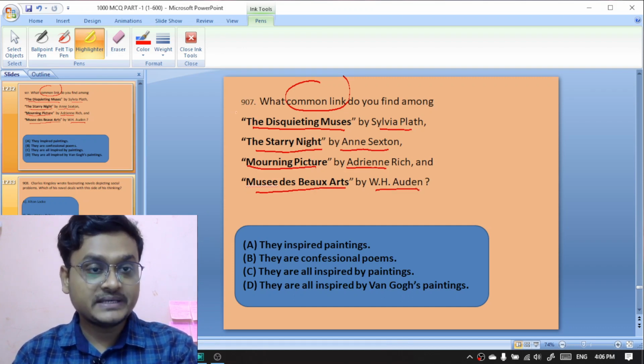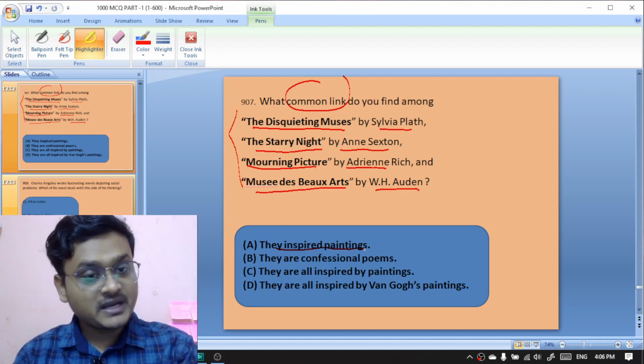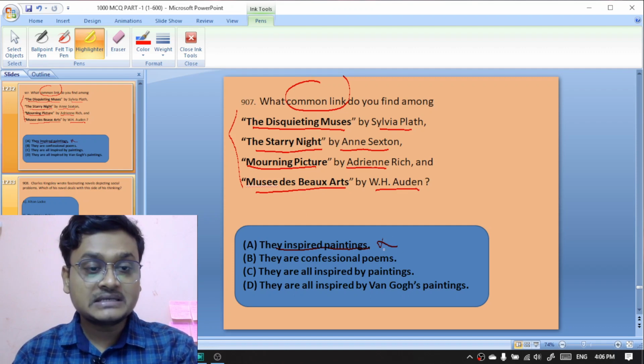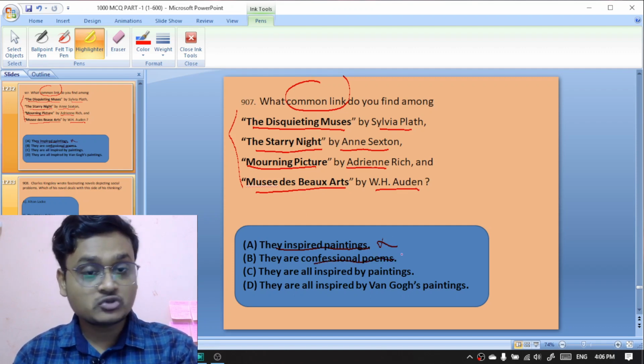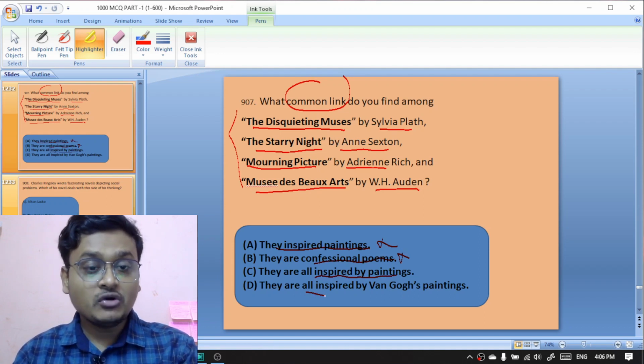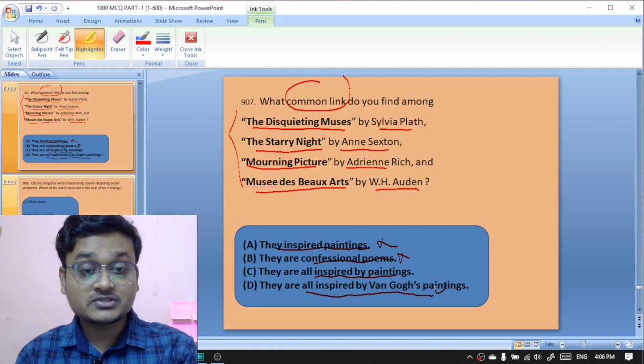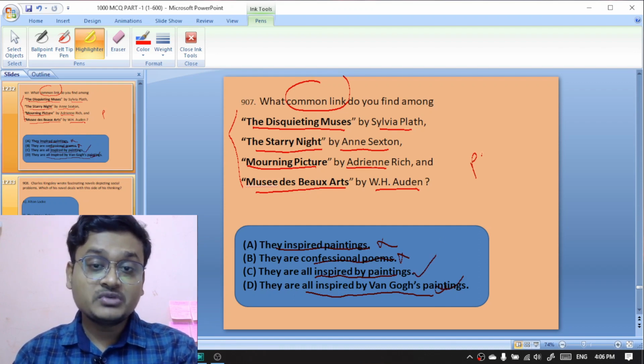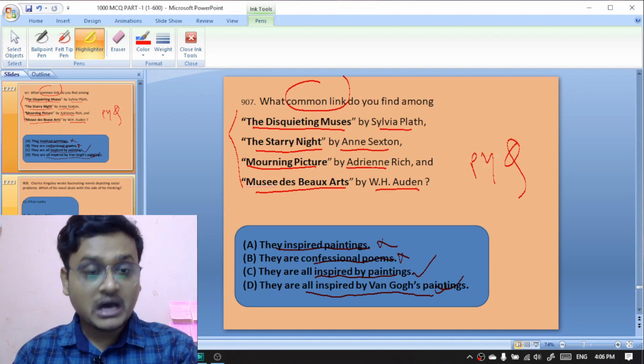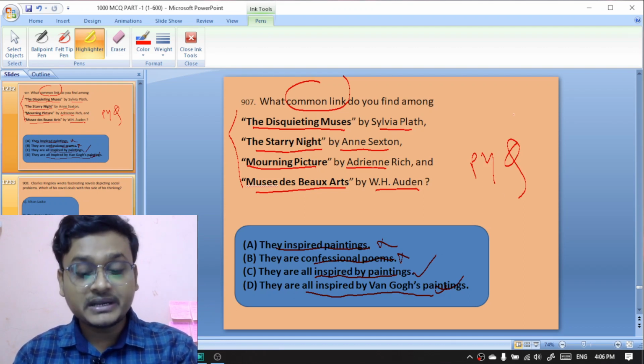These are all paintings, so they were influenced by painting. They did not inspire painting. Rather, they were all inspired by paintings. They are not confessional poems. They are all inspired by Van Gogh's paintings. It is a PYQ question. They are all inspired by paintings.